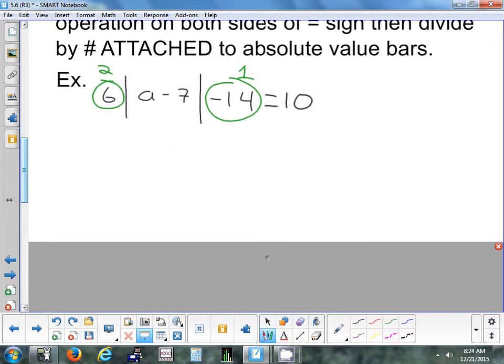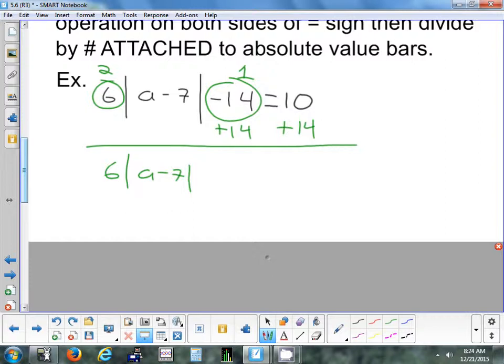All right, so who can tell me, I already told you which thing to move first, but how do I move -14 to the other side? Add it, yep. Add 14, and add 14. Everything in front of that isn't affected at all. The 6 is still here. Absolute value is still here. That's gone. And what's 10 plus 14? Yep, 24.